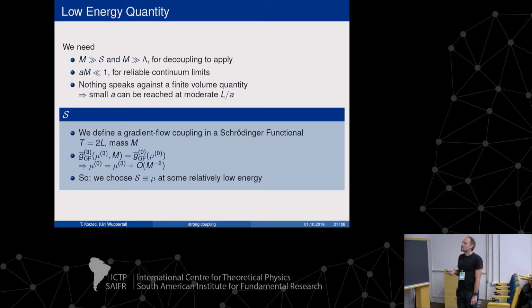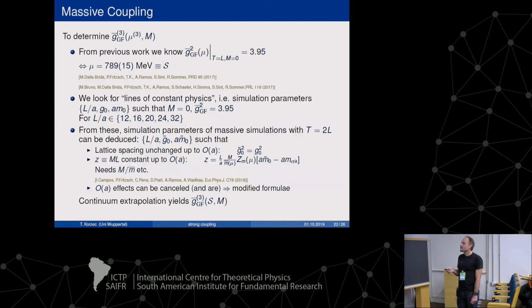So what we want to do is we choose just some scale that is not too high, defined by this gradient flow coupling. Now, to determine this gradient flow coupling at some known scale and a high mass, we do the following steps. So in the first step, we need to know this scale. This is known from the previous running coupling project where we mapped out the massless coupling. And we know, for instance, that if the massless coupling has a value of 3.95, the scale is 790 MeV. And this is the value that we choose to be our S. But now we need to know what coupling we get when we switch on a mass while keeping the box size the same size.